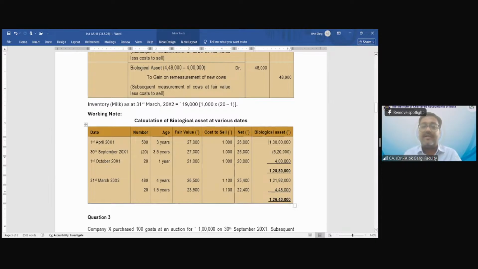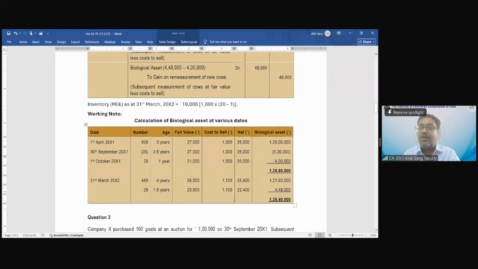On 30th September, 20 cows died. And the value of those cows was, of course, 26,000. So 5,20,000 is the de-recognition value. On 1st October, 20 cows were purchased for 21,000, but cost to sell is 1,000. So fair value less cost to sell at which the new cow was recognized is 20,000. So 20 multiplied by 20,000 comes out at 4 lakh.